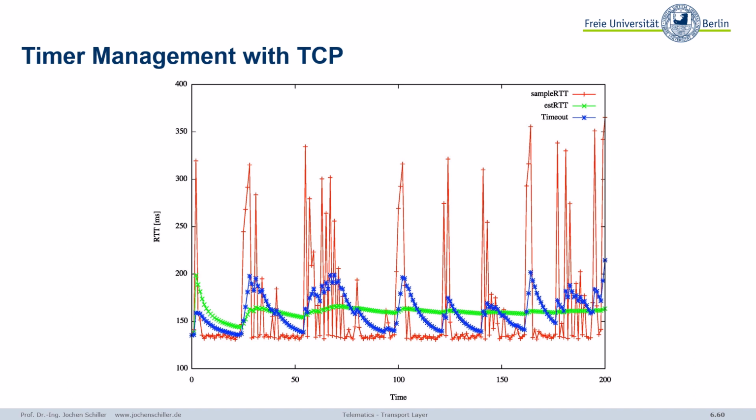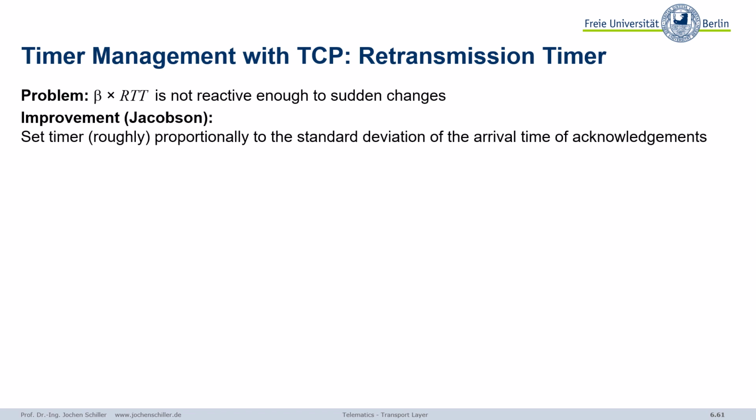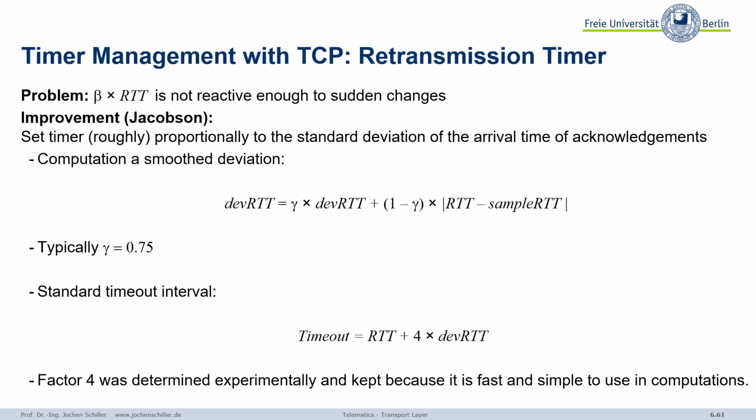So retransmission timer, we still have problems. We cannot react fast enough to sudden changes. And so you see there are many improvements again from Jacobson. So why not take the standard deviation of the arrival time into account? That's something we can do. And then we can compute a smooth deviation of the round trip time following the formula as shown here. Again, we have certain parameters, and then we can calculate the timeout interval based on this. This factor, we can discuss this endlessly, was determined experimentally, and this is quite fast and simple for calculation.